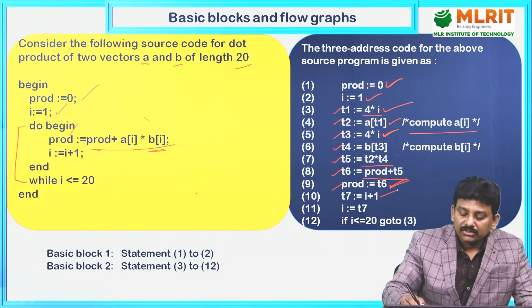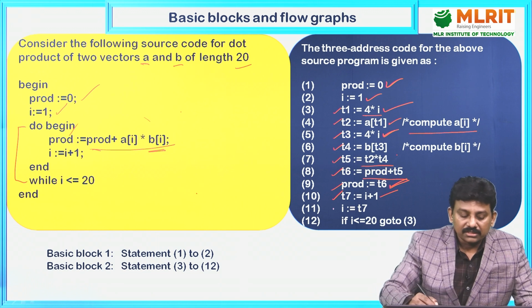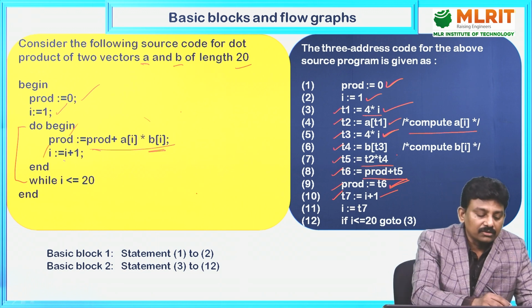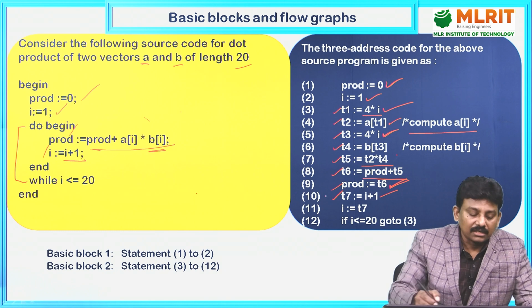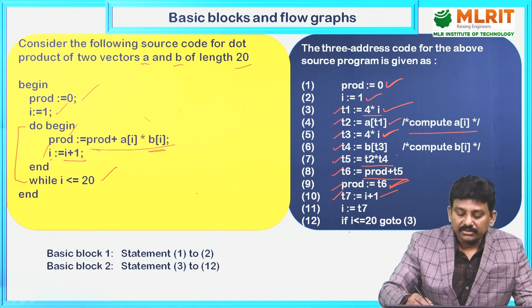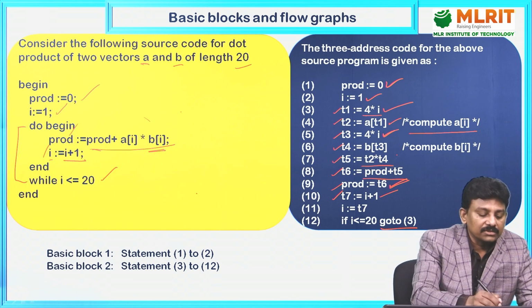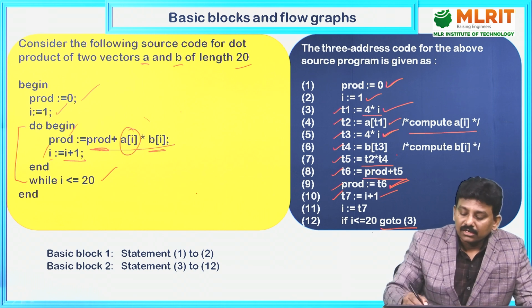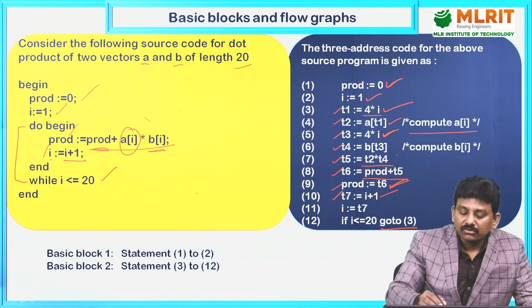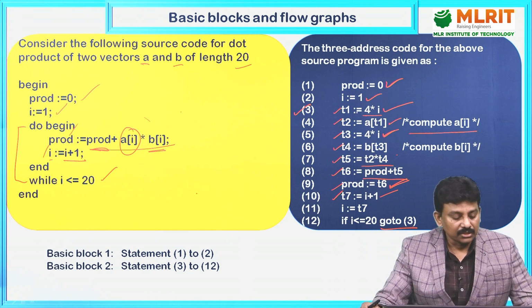That means I plus 1 is assigned to temporary variable T7. Finally, T7 is assigned to I. T7 will give I plus 1 that is assigned to I. Then the condition, while I less than 20: if I less than 20 go to 3, that is the target of this. If the condition is true, it goes to this 3, this A of I. So if I is less than or equal to 20, the control will go to label 3, where we will calculate T1 is equal to 4 into I. The loop will be repeated.